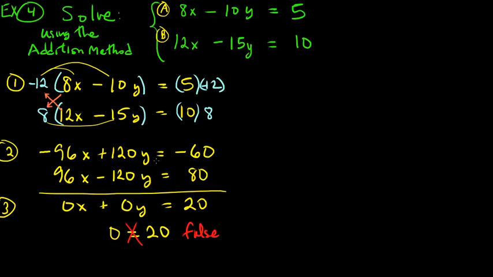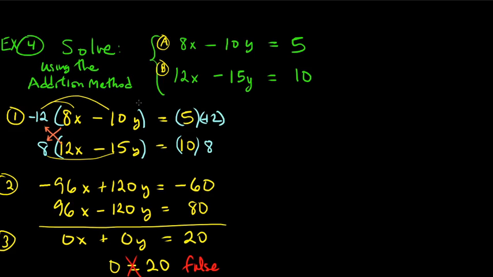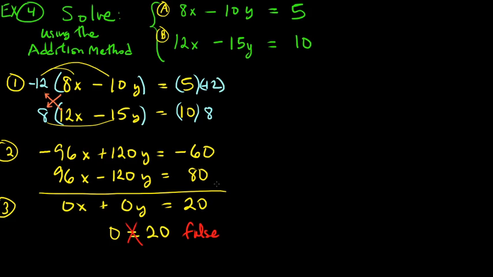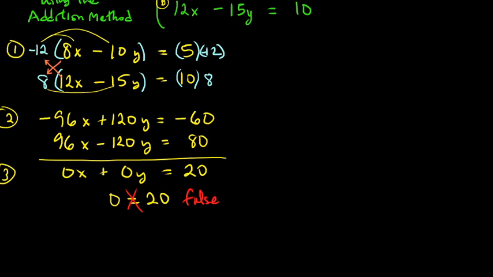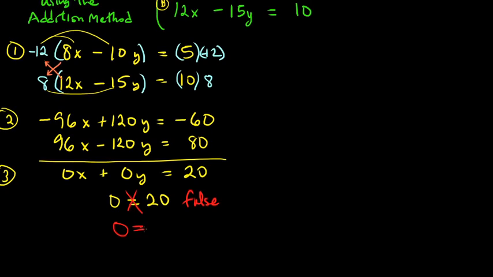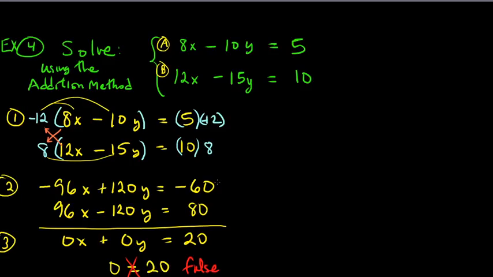So you might wonder, did I do something wrong? Maybe I multiplied wrong, or maybe I added wrong. That's a possibility, but I go through this again, and I don't think I did anything wrong. Let me just check. 15 times 8 is negative 120. So I didn't do anything wrong, but I got this really improper equation. 0 does not equal 20. So what went wrong here?